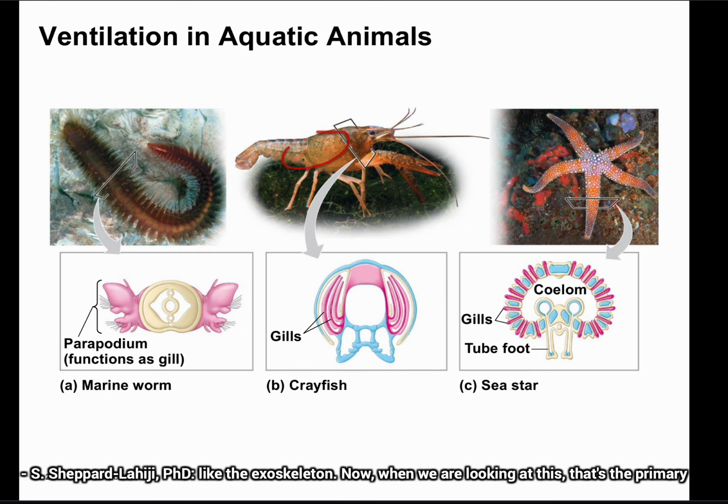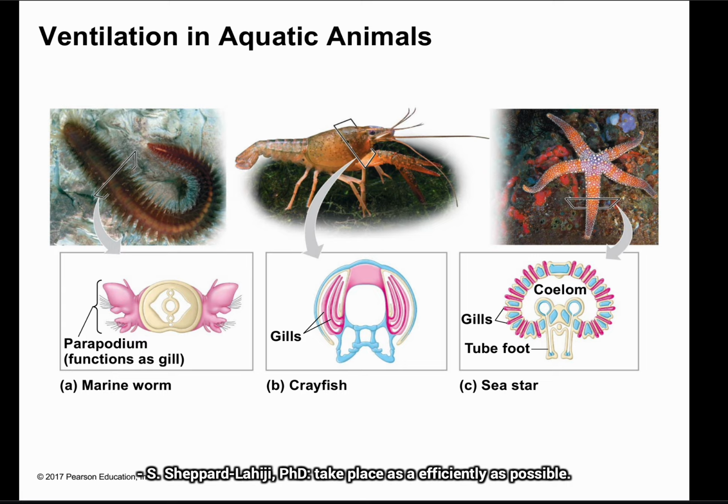Now, when we are looking at this, that's the primary take-home message. So I'm not going to go through much of the detail between A, B, and C other than to appreciate the fact that how the gills are organized and where the gills are located deviate from all of these, but the gills all serve the same purpose, which is to help with gas exchange, and they all serve with increased surface area in order for that exchange to take place as efficiently as possible.